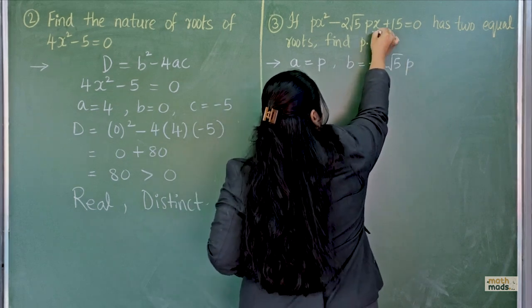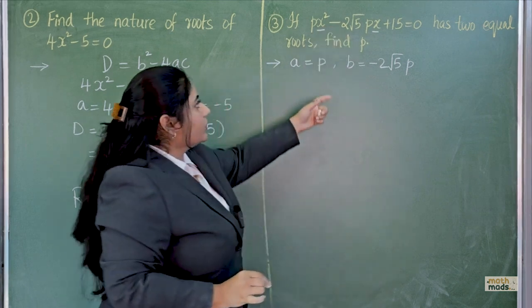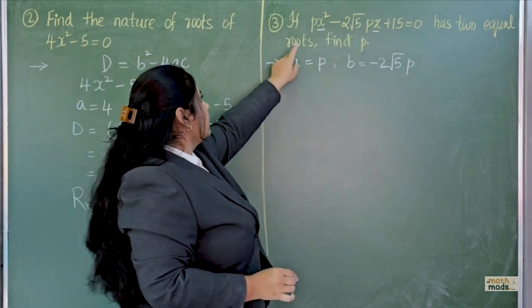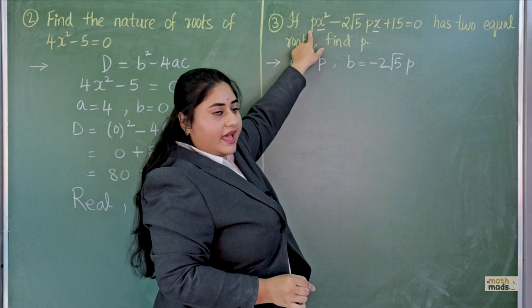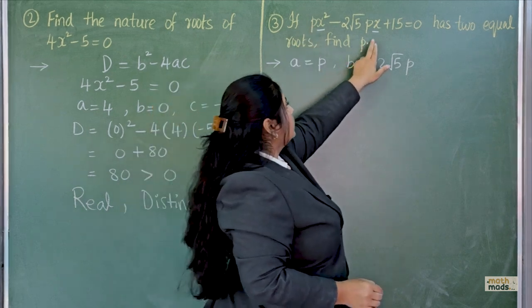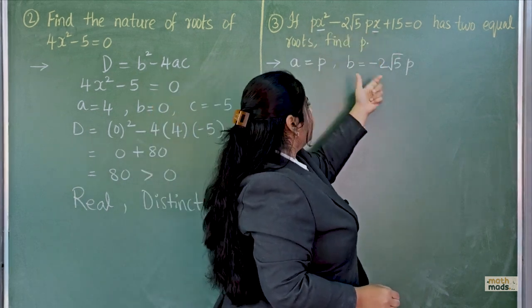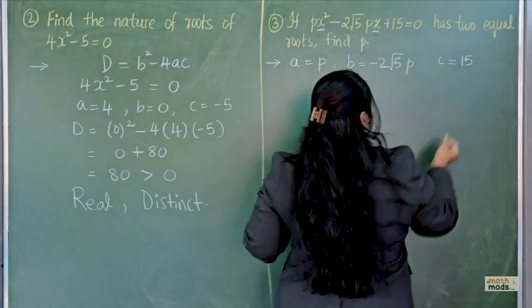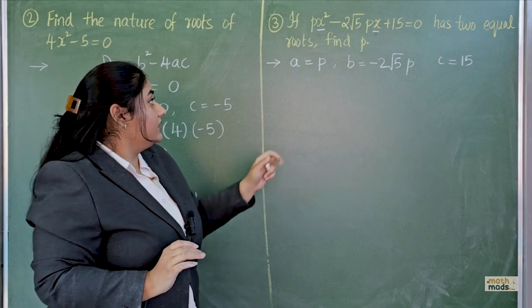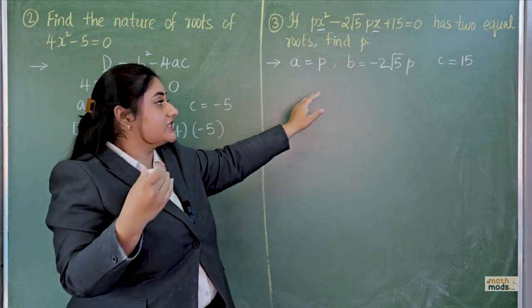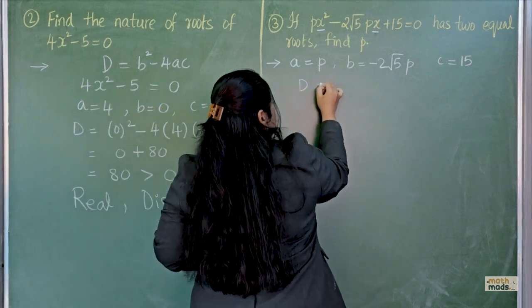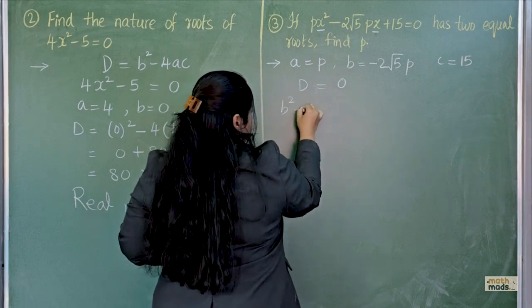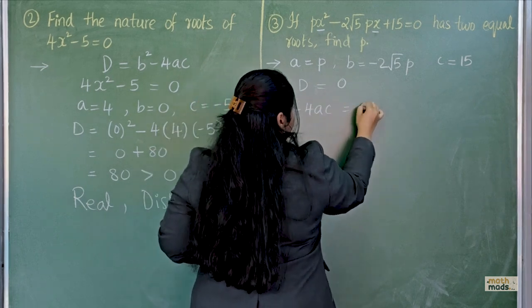So if you take x as the variable, then you can observe the rest will be the coefficient. So here with x square I have p, so that becomes a. Here with x I have minus 2 root 5p, so that becomes your b, and c is equal to 15. Now I have to find discriminant, and we know that it has two equal roots, so discriminant will be equal to 0. That is b square minus 4ac is equal to 0.